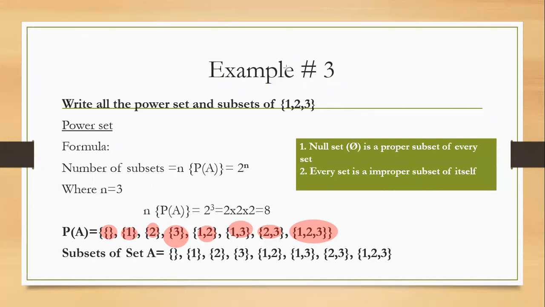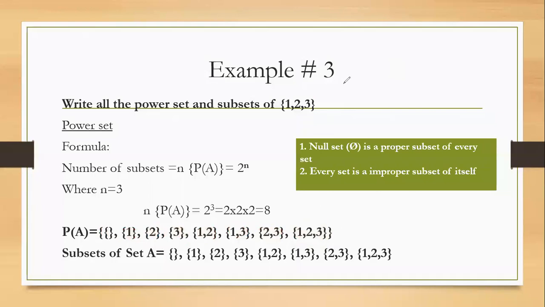How can we form the subsets? Like 1, 2, 2, 3 and 1, 3. Got it? In this way, we can find the power set. Now again, subsets: remove the curly bracket and you get the subsets.